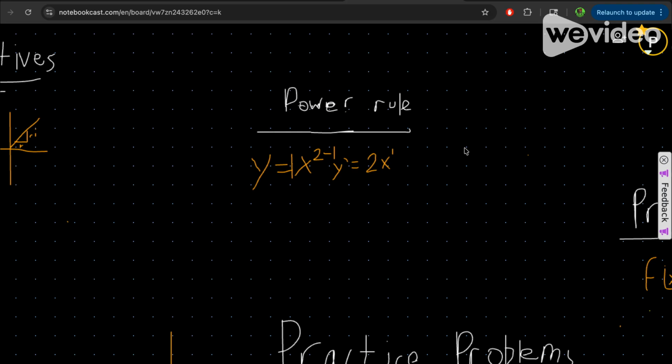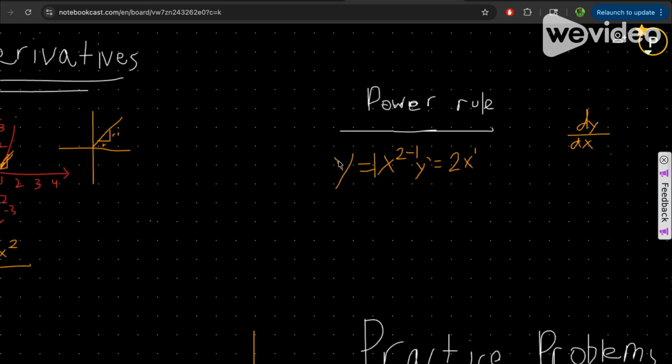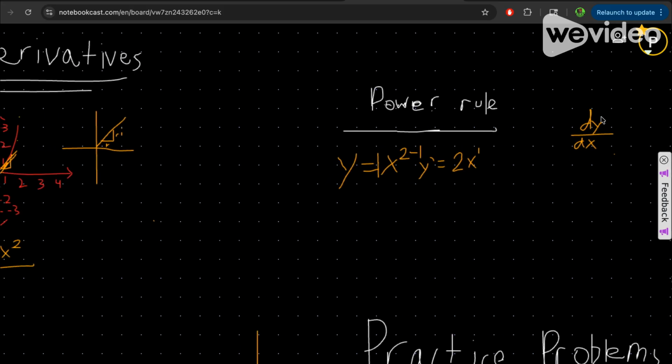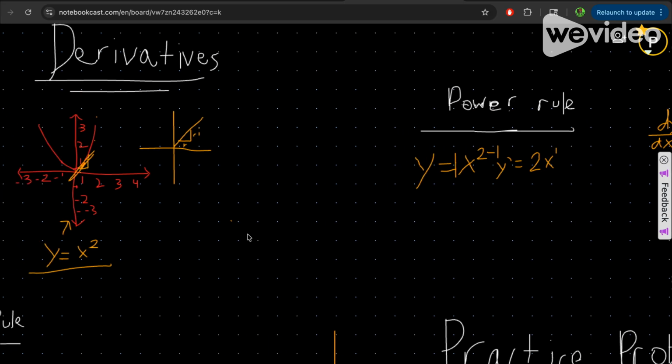Another common way of writing a derivative is dy over dx. The y stands for the function, it can be f, it could be anything else, and x stands for, well, x. And d stands for the infinitesimal change. So the infinitesimal change of y over the infinitesimal change of x. So let me show you how to apply this over here.